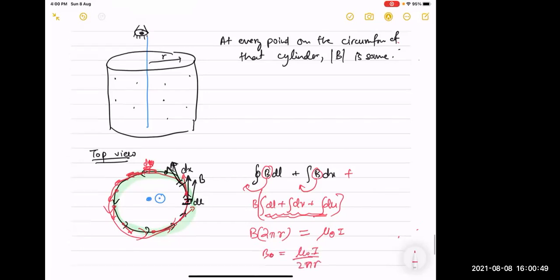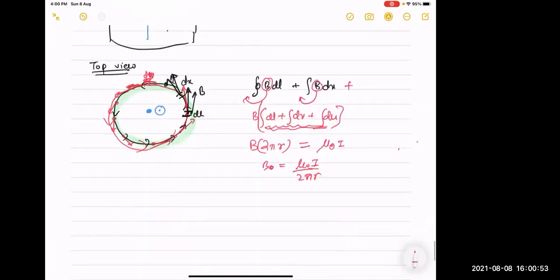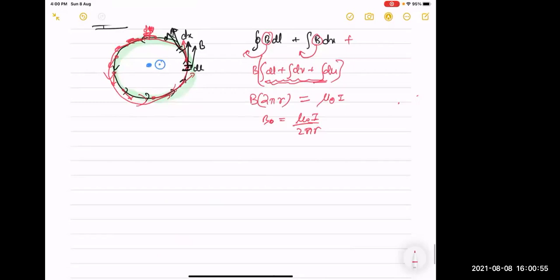Okay, the same result that was above, written here as mu naught I by 2 pi r, has come below also. Fine. Okay, everyone, you understood how Ampere's Circuital Law works? Yes.